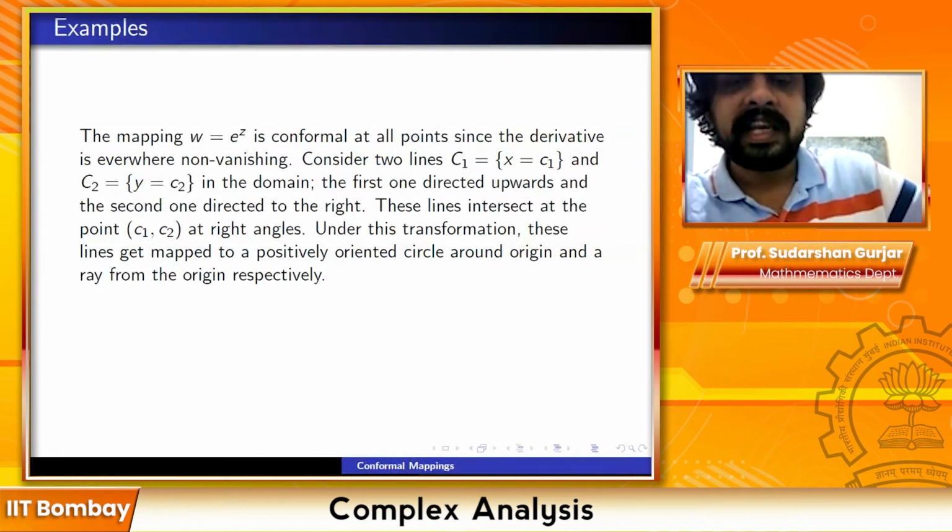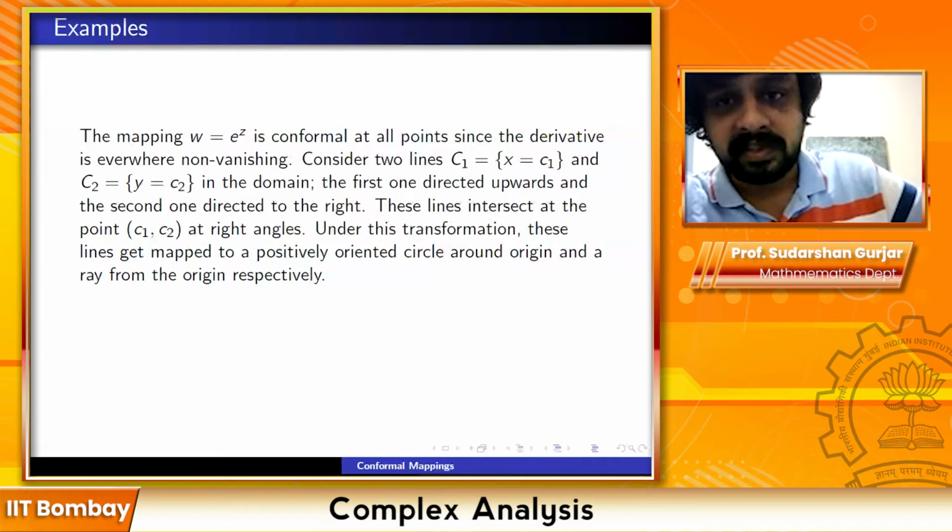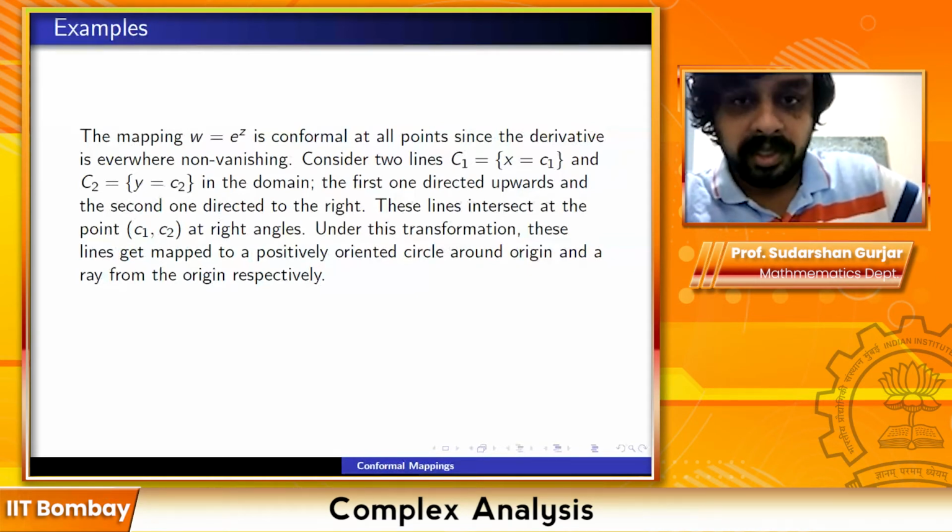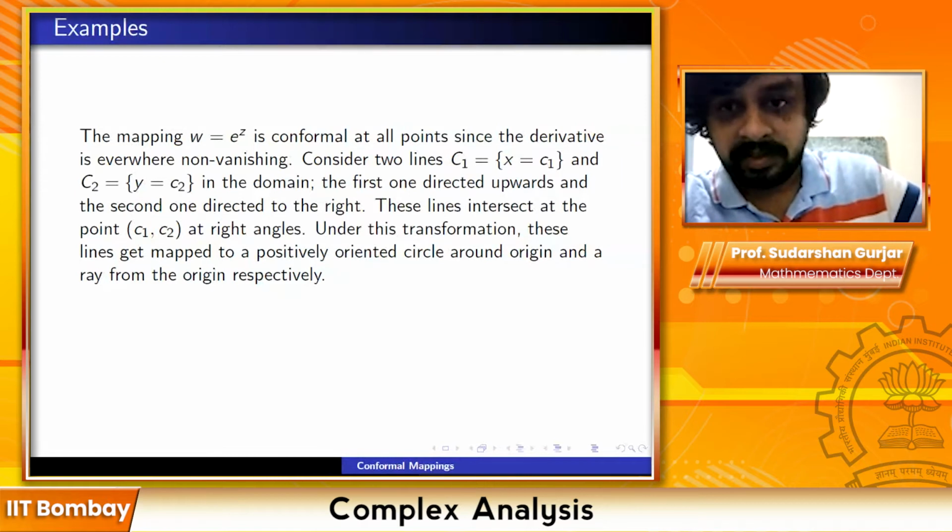So if I take the line x equal to c1, depending on what this constant c1 is, its image is going to be a circle of a certain magnitude, centered at the origin. So that is the image of C1, which is a directed circle.